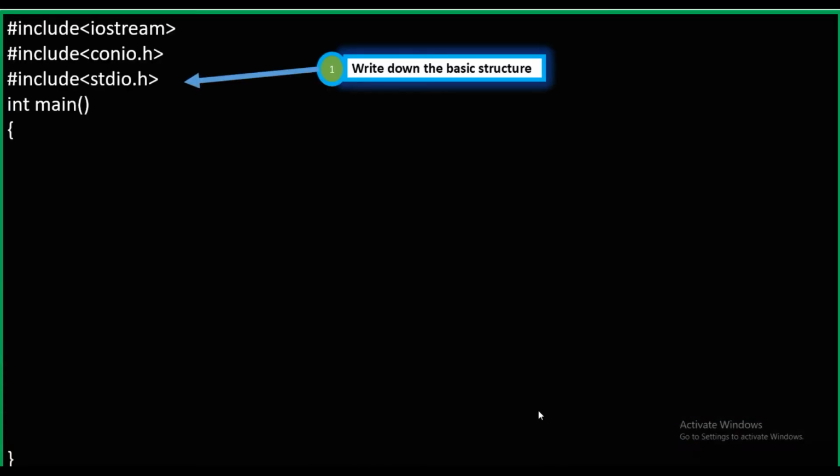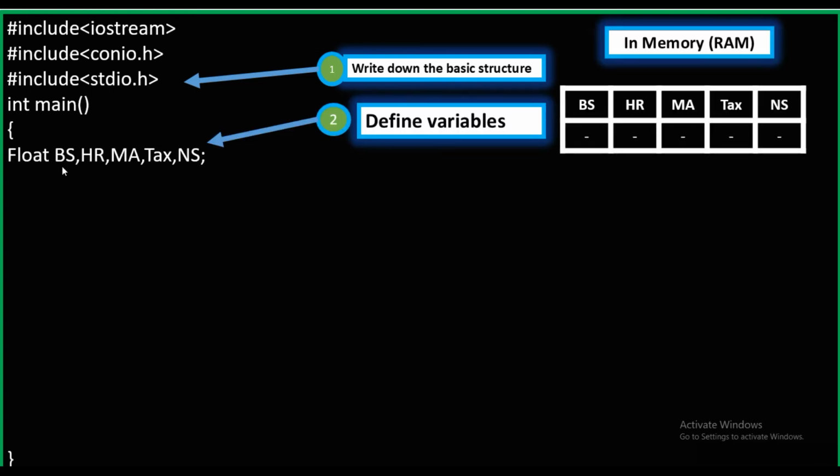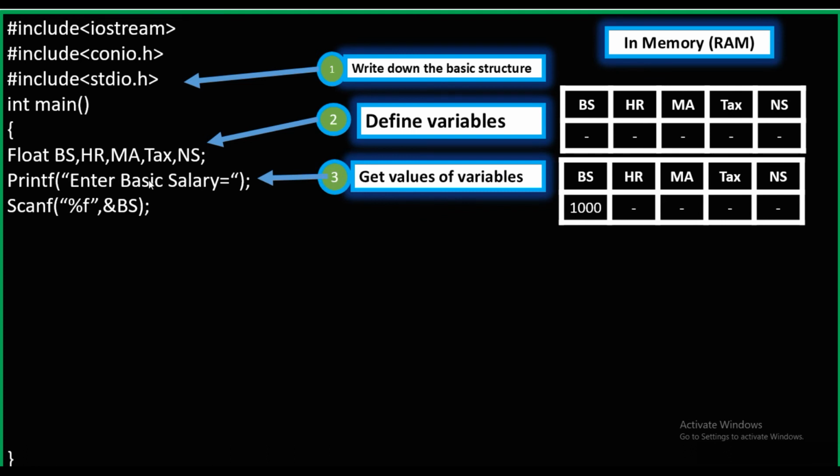For solving problem 3, write down the basic structure. In step 2, define variable. We define variable BS for basic salary, HR for house rent, MA medical allowance, tax and net salary NS. Compiler will create 5 floating point variables in memory. In step 3, get basic salary. Simply display a message with printf or cout, enter basic salary and get basic salary with scanf or cin.